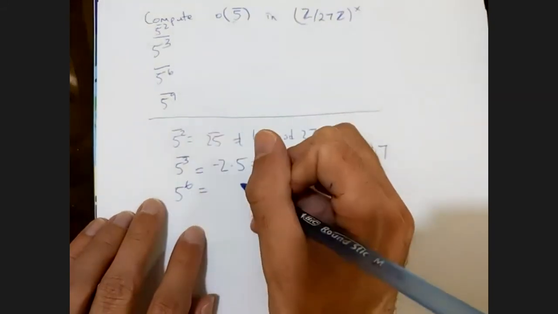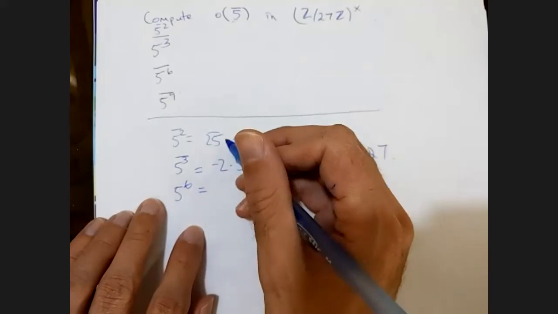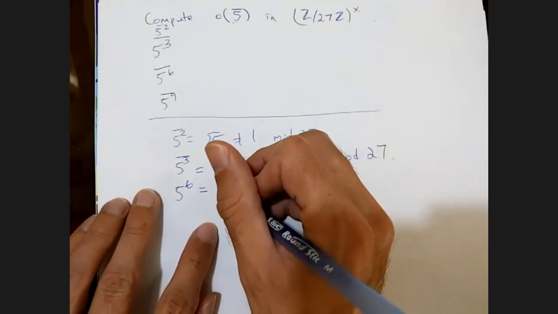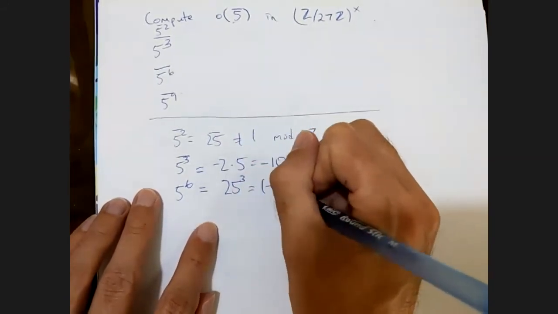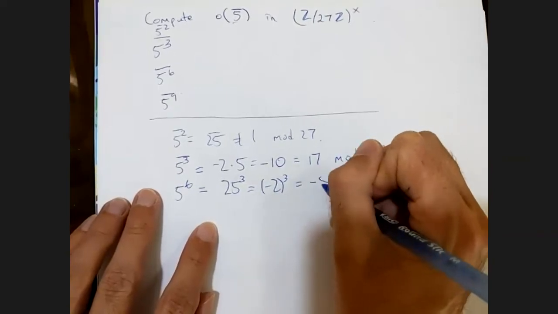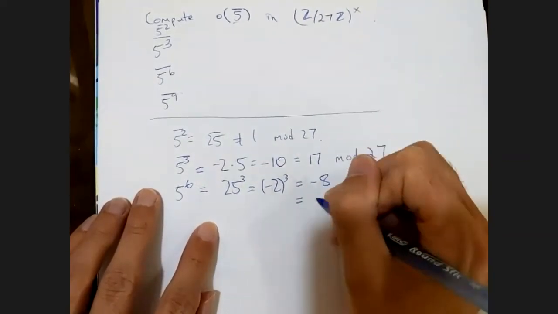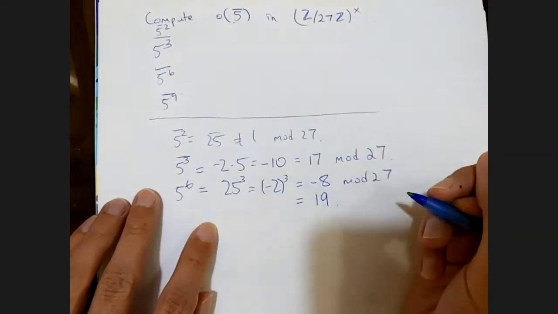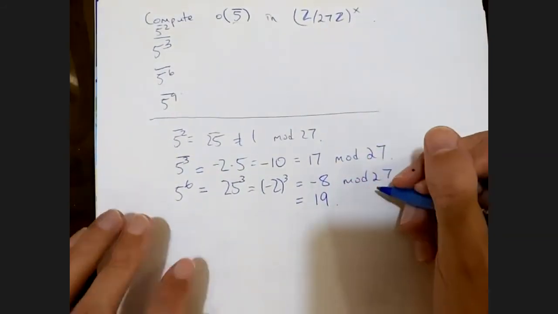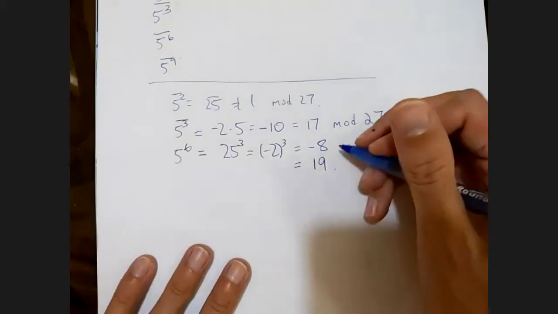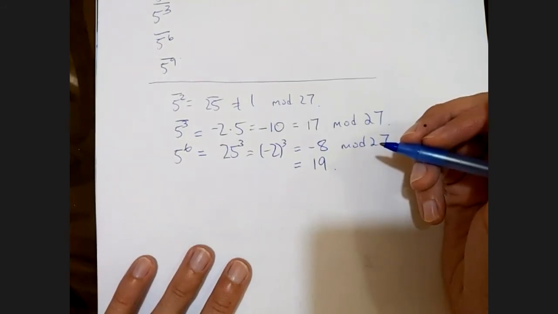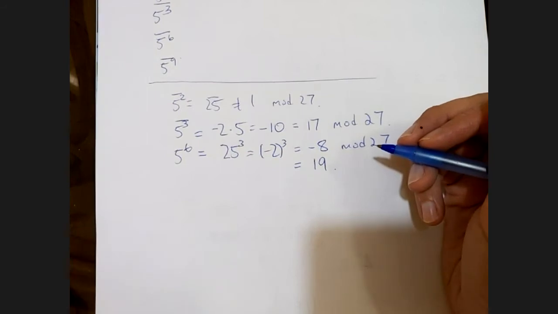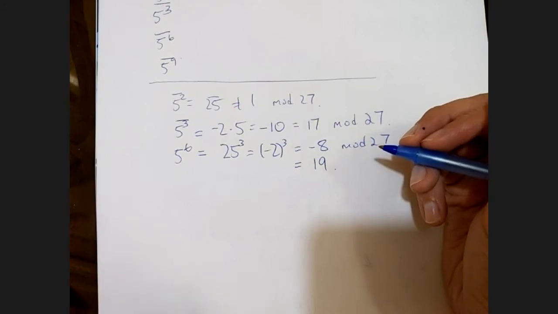Well, 5 squared is 25, so 5 to the 6th is 25 cubed. That's -2 cubed, which is just -8. Another way to write -8 is 19, mod 27. So that's not 1. So 5 to the 9th, that's going to be either 1, and if it's not 1, then we know the order is 18.